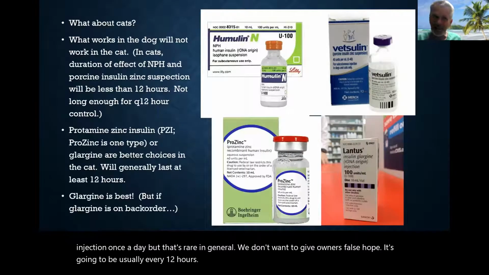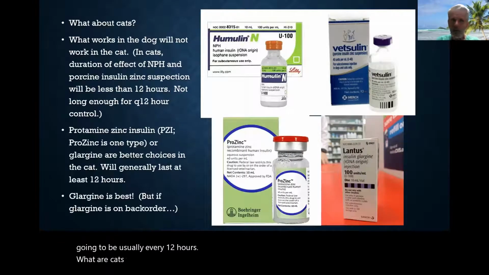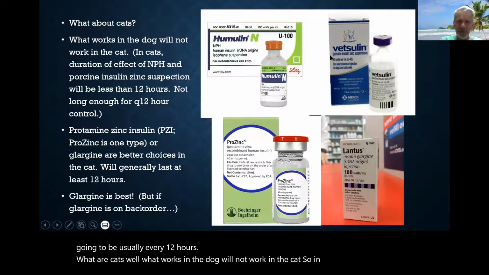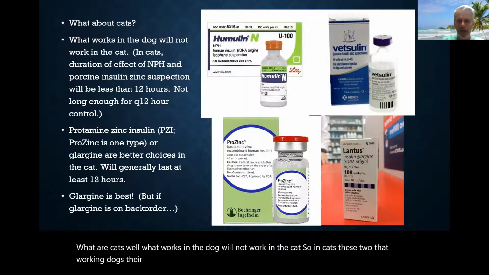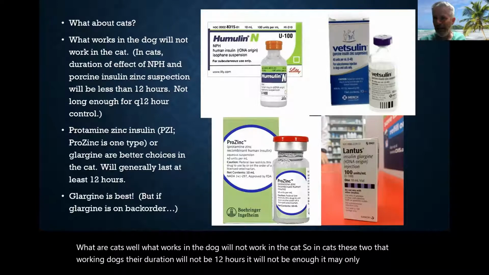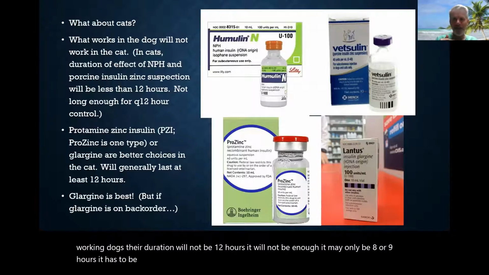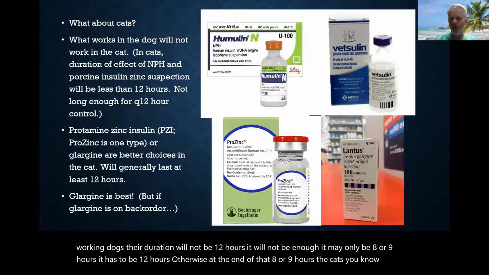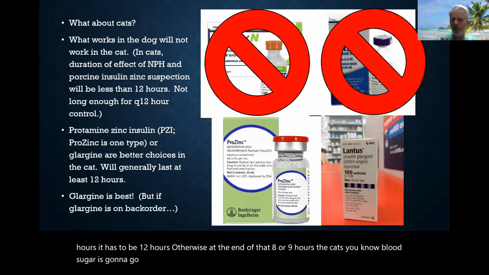Okay, but what about cats? Well, what works in the dog will not work in the cat. So in cats, these two that work in dogs, their duration will not be 12 hours. It will not be enough. It may only be 8 or 9 hours. It has to be 12 hours. Otherwise, at the end of that 8 or 9 hours, the cat's blood sugar is going to go sky high again. So nope, we are never going to use those in cats.